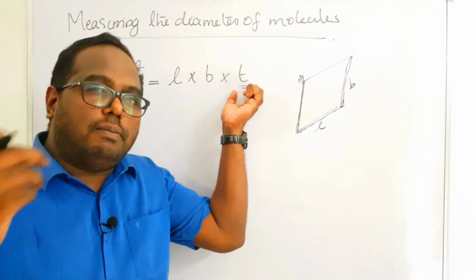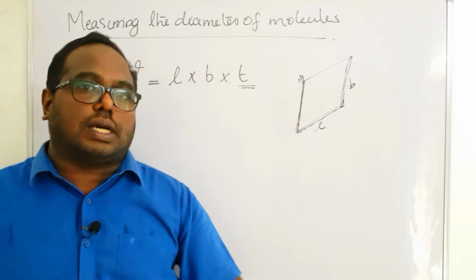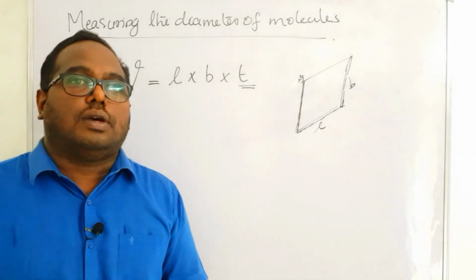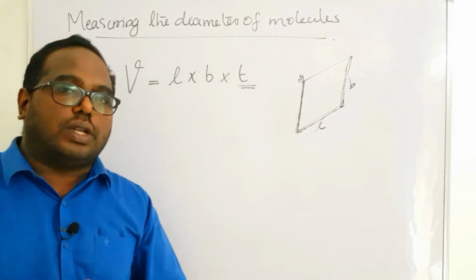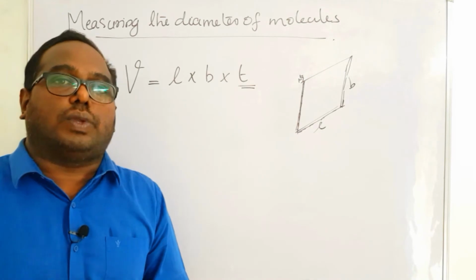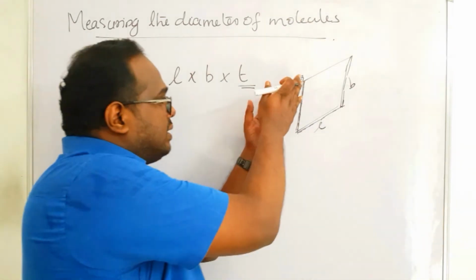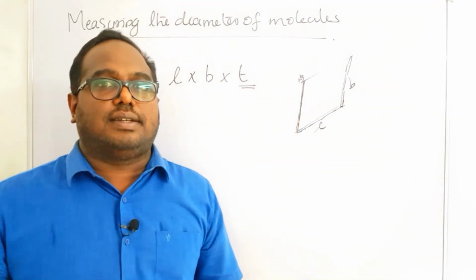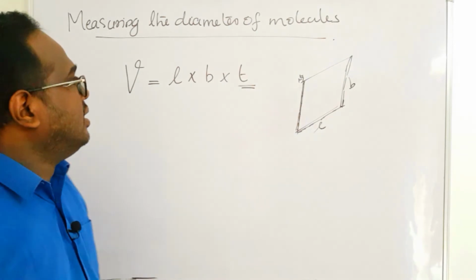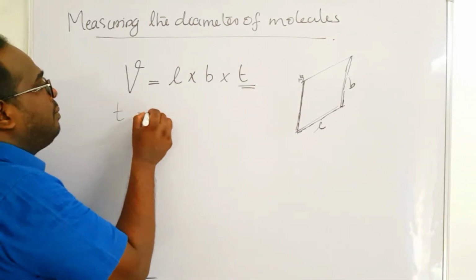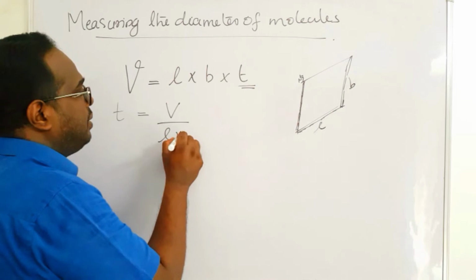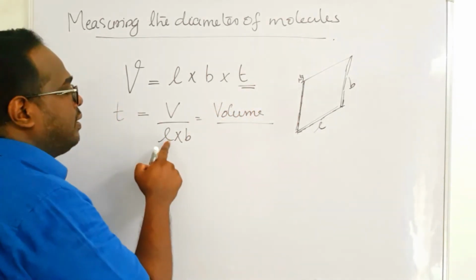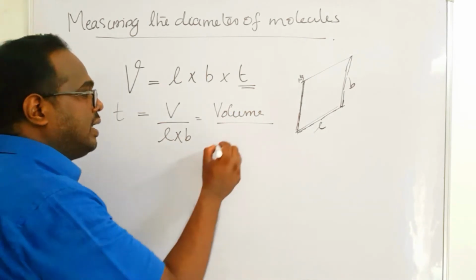That if by any means we are able to make the thickness of that substance which is equal to the diameter of the molecules, then if we find the T means we are finding out the diameter, right? By any means, we have to find a way for that. By any means, if the thickness is equal to the molecular size of that substance, we can find the diameter, right? So T will be equal to, what is the formula? T will be equal to V by L into B. That is volume divided by length into breadth. What is that? Area.